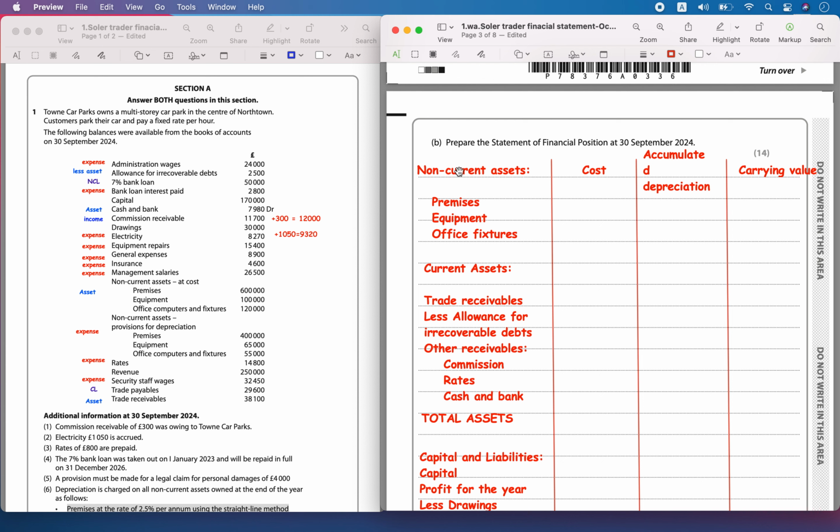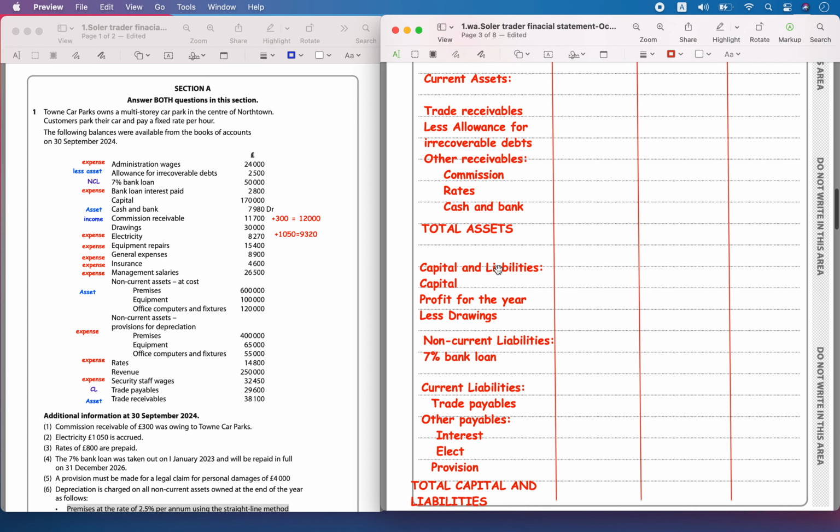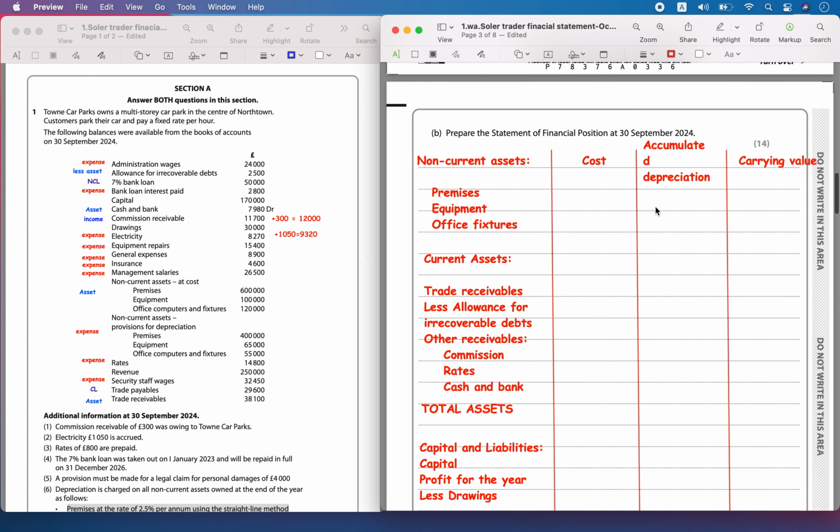Your first step is to start writing all the items here and put a tick, so that you have incorporated everything, and then it's better to write off the others. The first one is the premises and the equipment. Okay, let's write for this. The cost is 600,000. So let's write here 600,000, then 100,000, and 120,000. Let's write all of them here.